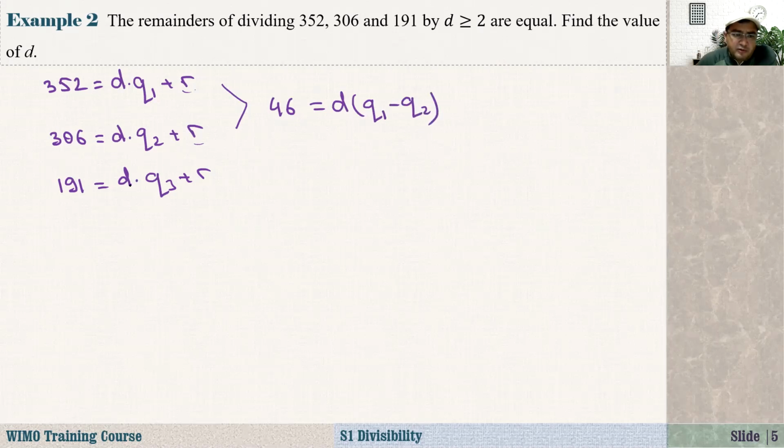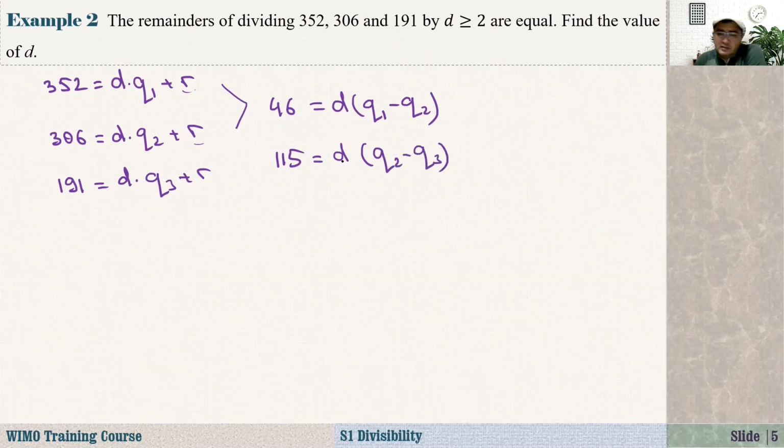And how about the second and third? 306 minus 191, it is 115. So the difference is 115. On the right-hand side, D is a common factor. R minus R is equal to 0. So here we have Q2 minus Q3.